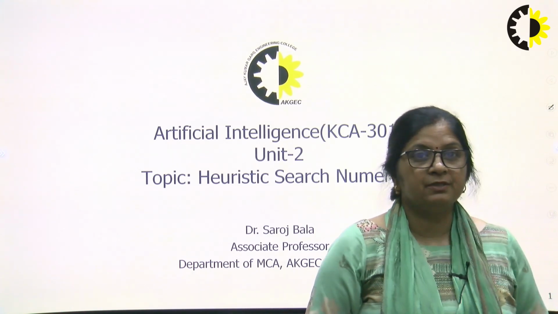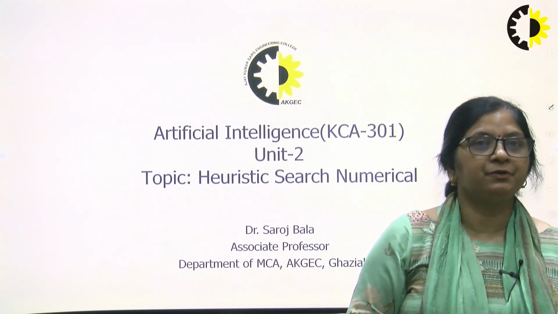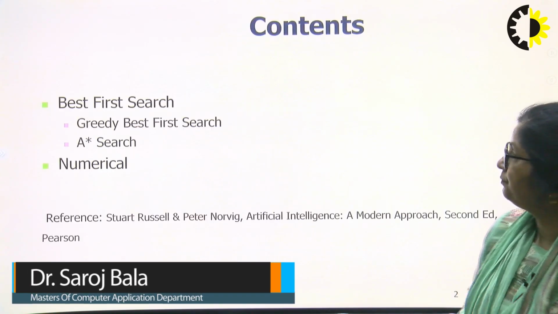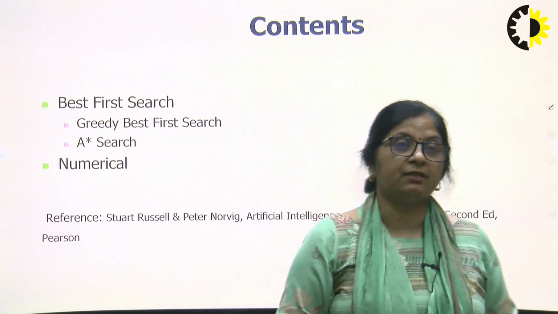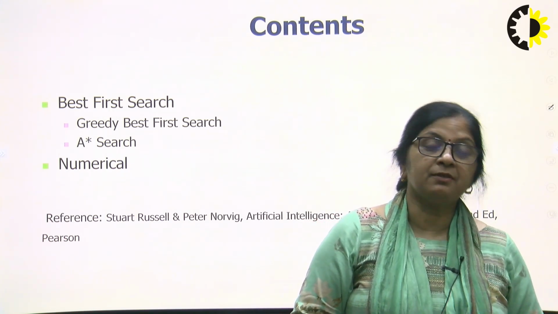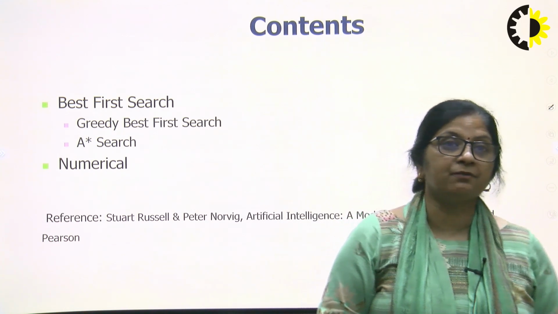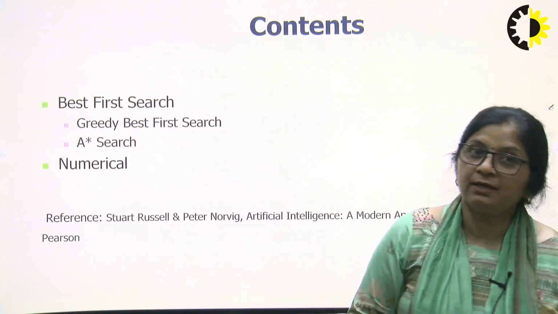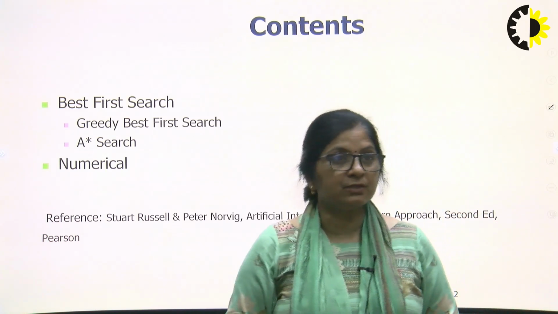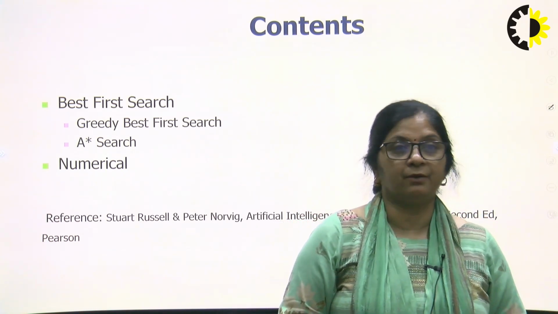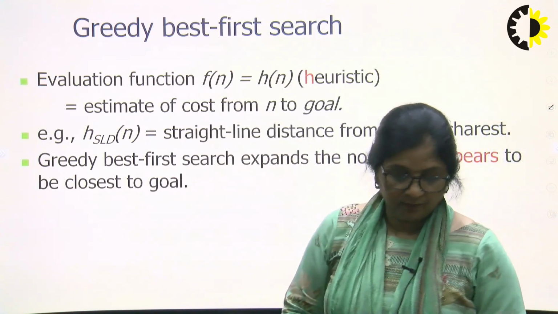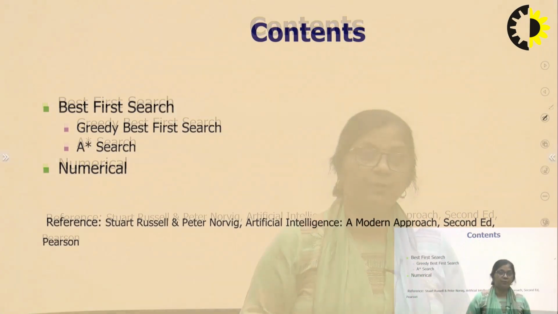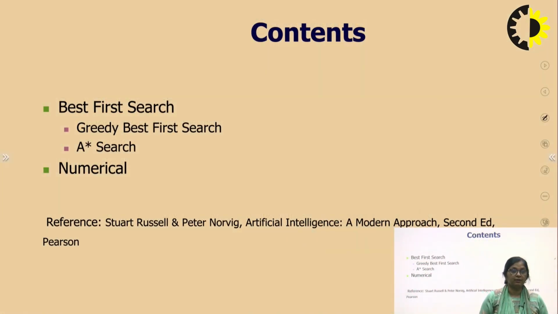Today we are going to discuss a numerical problem on heuristic search. As we all know, heuristic search is the informed search technique in which we have some information in addition to the given problem definition. When we are given some additional information, we are able to find out which direction is more promising to reach the goal in comparison to the other one.